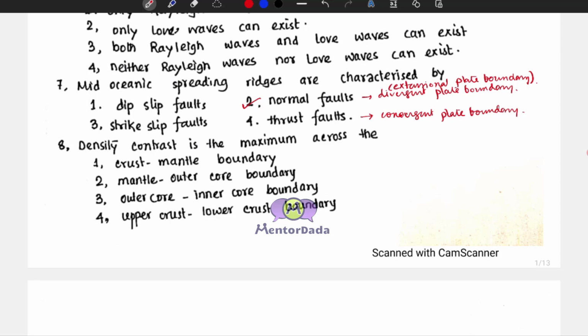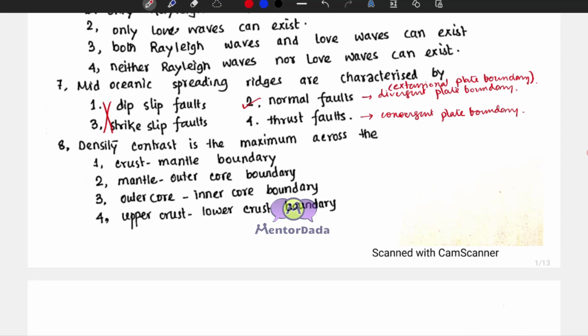Okay, and strike slip fault and dip slip fault are completely two different categories in terms of pitch of net slip. Dip slip fault is one where the pitch of net slip is 90 degrees, and strike slip fault is one where the pitch of net slip will be 0 degrees. So these two cannot be the same.